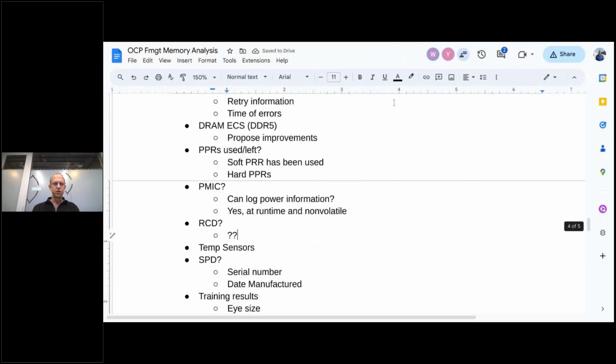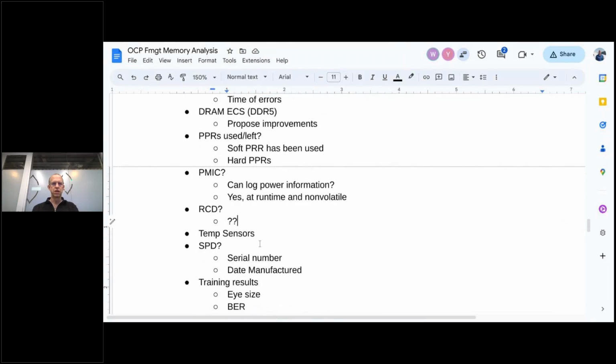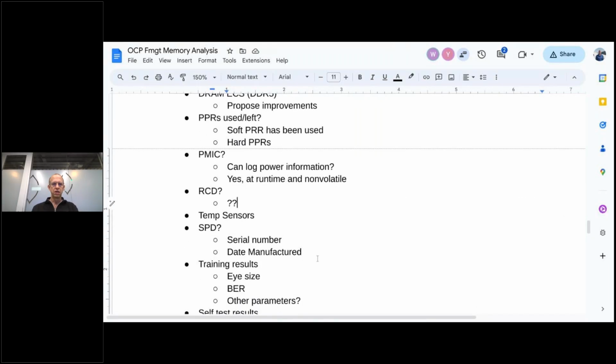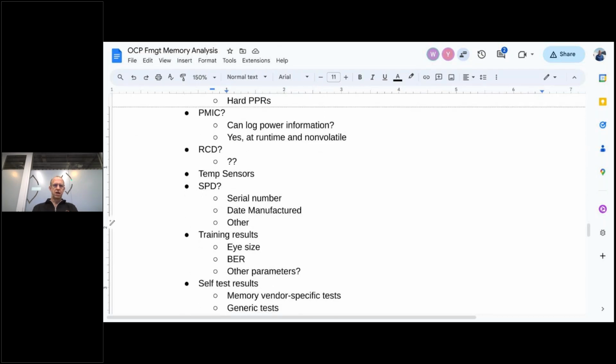And then I think temperature information is typically pretty interesting. Then I was imagining SPD. My experience with silicon vendors is they really like to know the serial number, because they know what their manufacturing was doing for that serial number, so they can trace a lot of things back from that. The date manufactured is also something interesting, and maybe there's other information. I was also imagining training results, such as the eye size and the bit error rate of the memory link, maybe some other parameters. I'm not real sure.